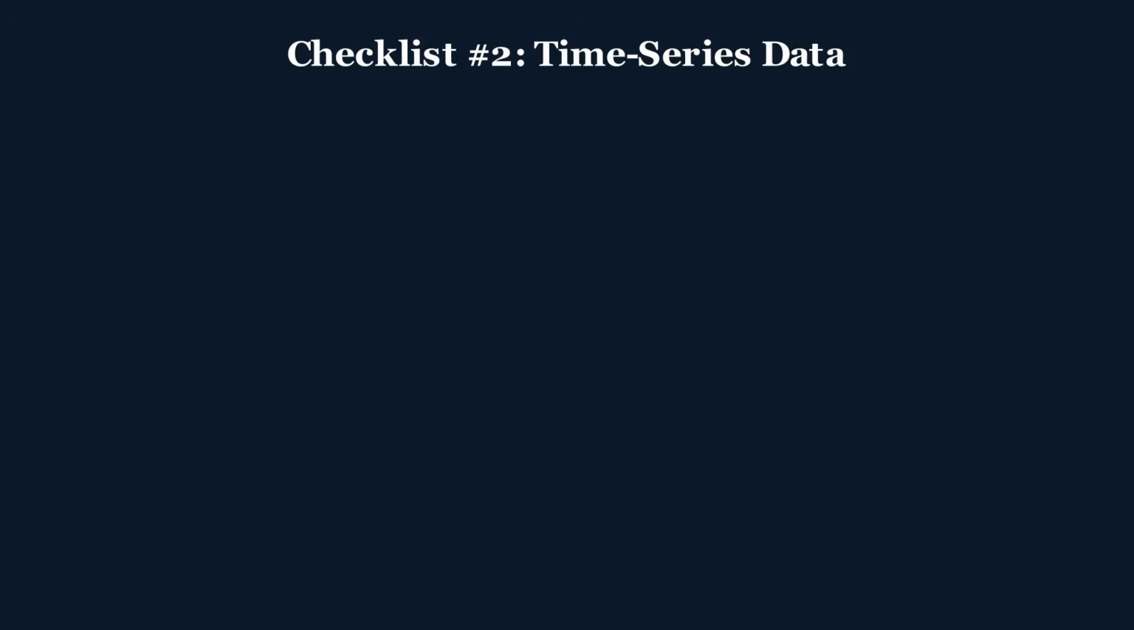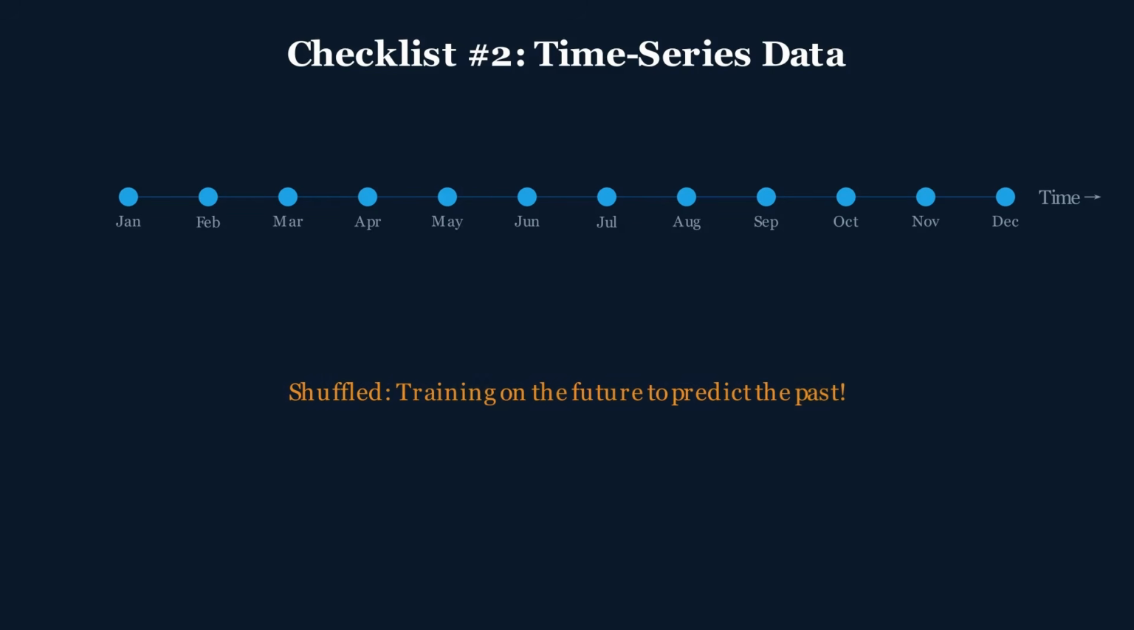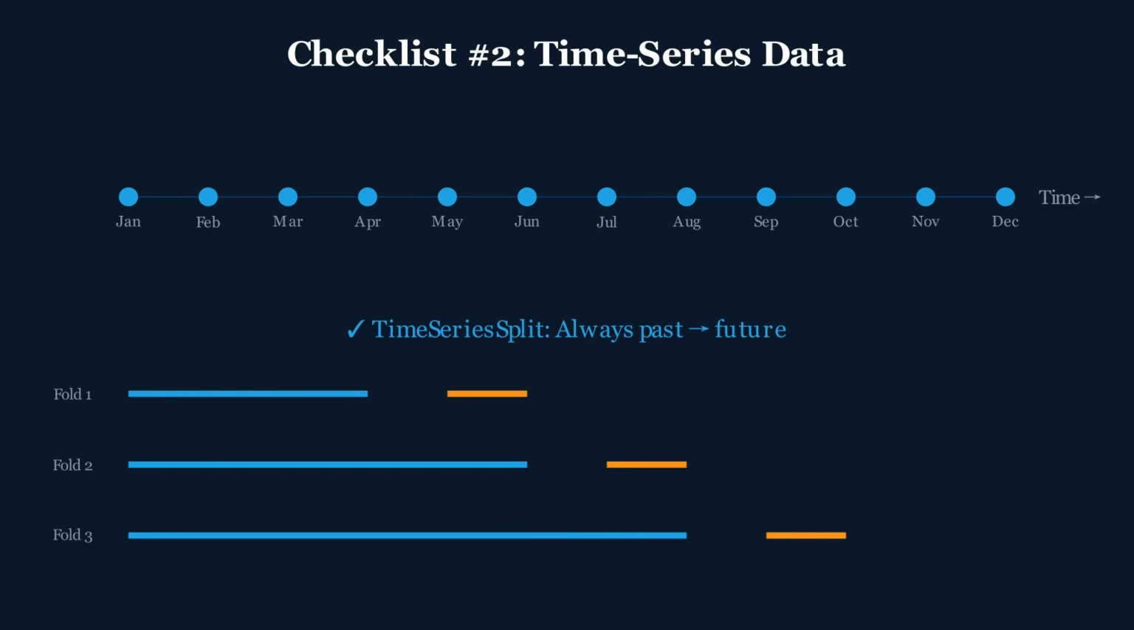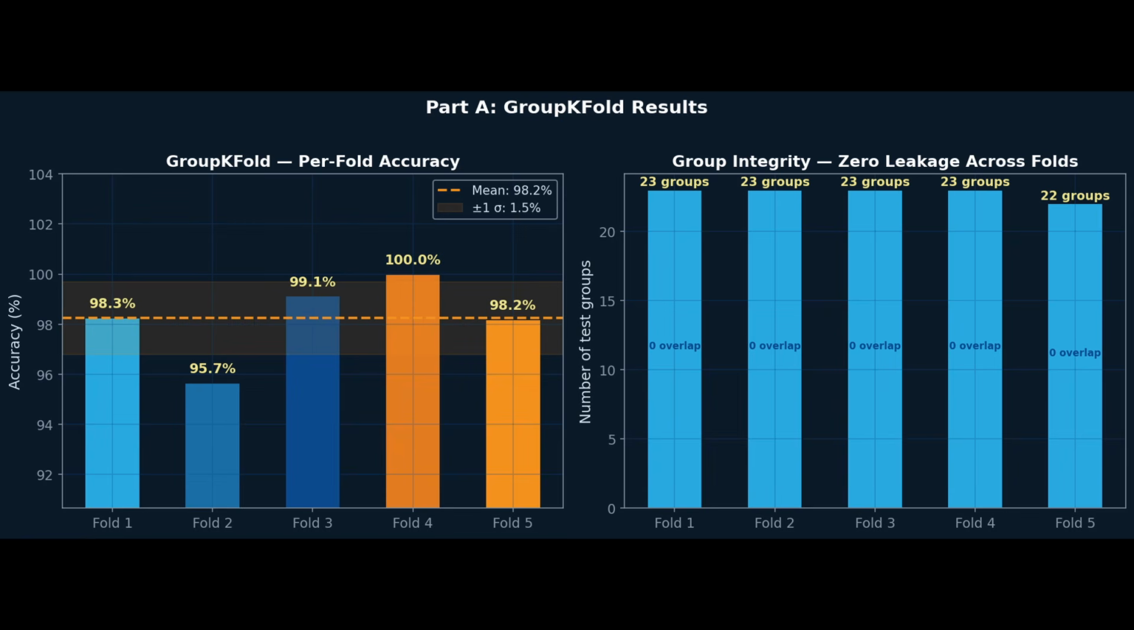Number 2. Time series data. If your data has a time axis, stock prices, sensor readings, daily sales, you must never shuffle it. Shuffling would let the model train on future data to predict the past, which is obviously cheating. Use TimeSeriesSplit instead. It creates folds that respect the arrow of time. Training always comes before validation, just like in the real world. Let me show you both of these in code.